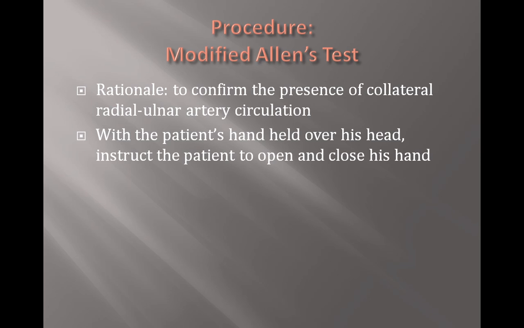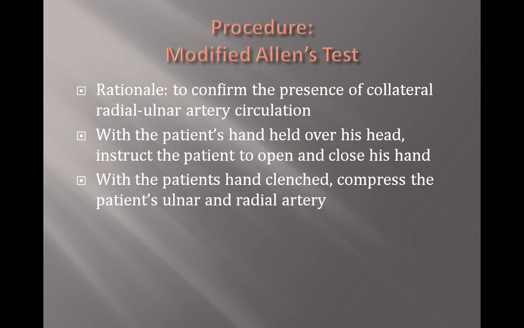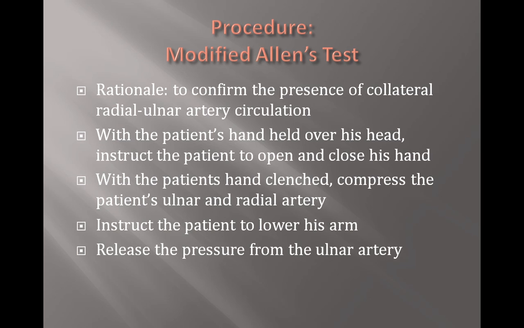To do this, just raise the patient's hand over their head and ask them to open and close their hand if possible. This forces blood from the hand. Use direct pressure to compress both the ulnar and the radial artery, obstructing blood flow. Now, lower the patient's arm below the level of the heart and unclench their fist and observe for pallor. Now, release the pressure from the ulnar artery only.